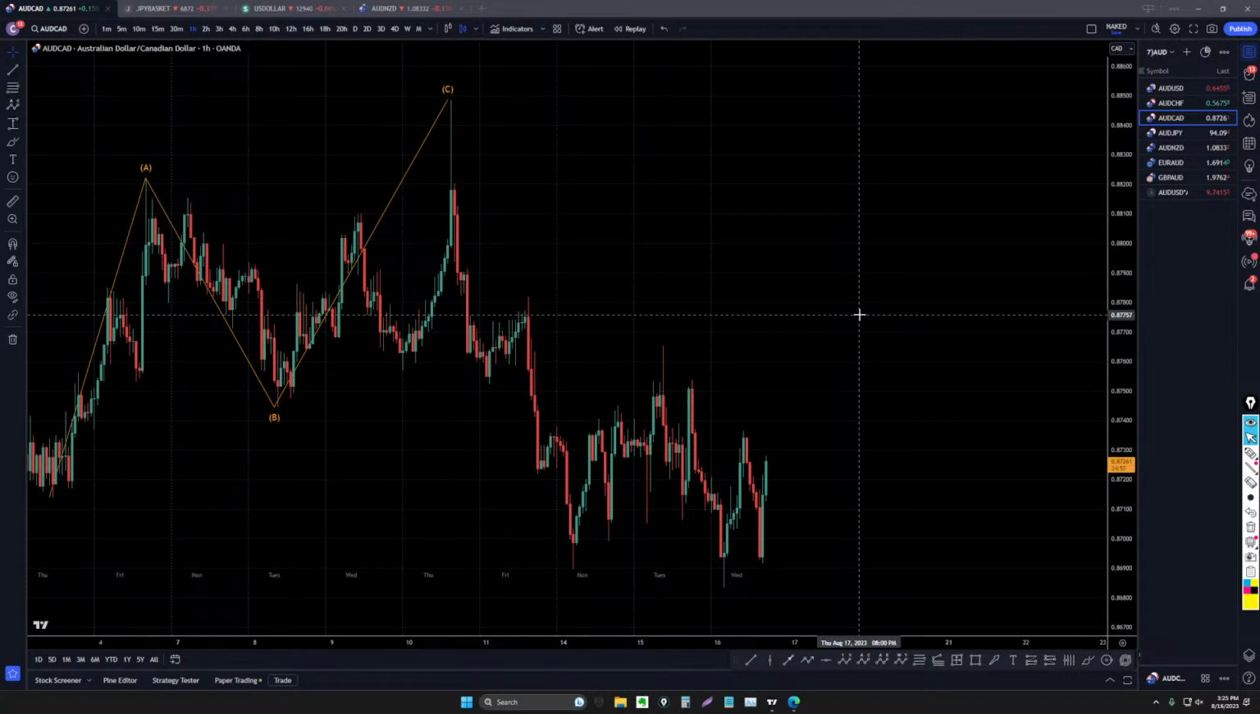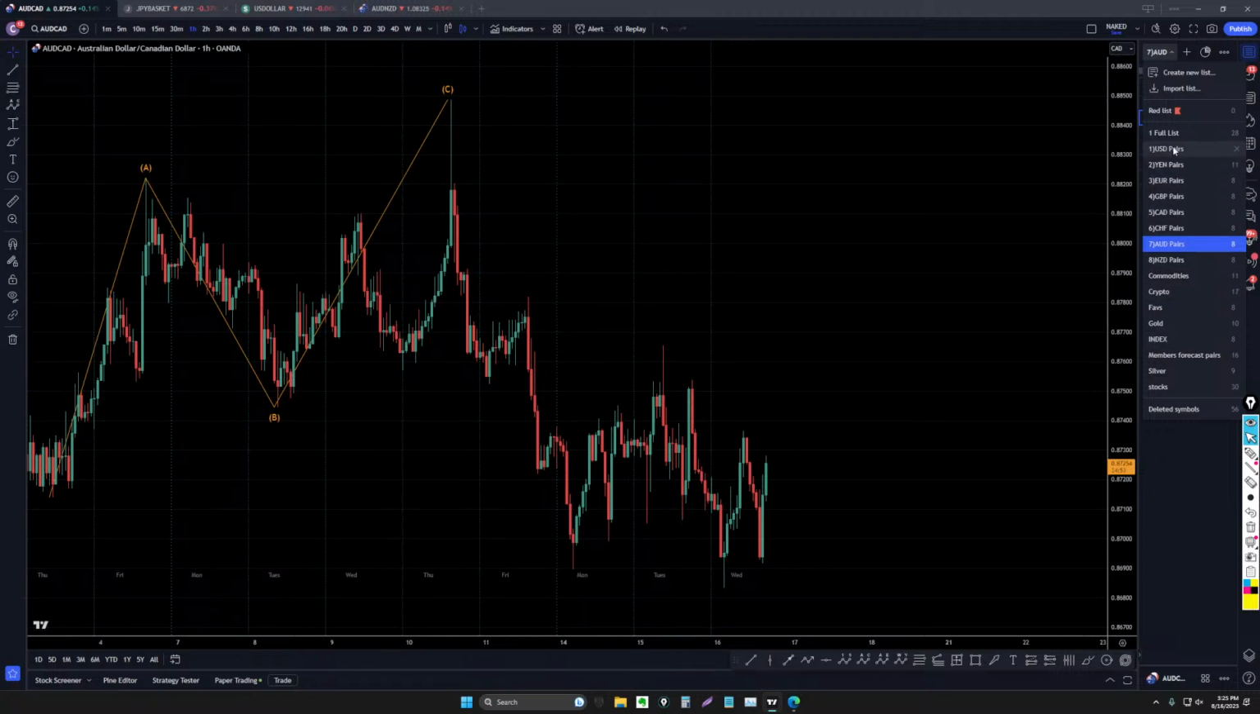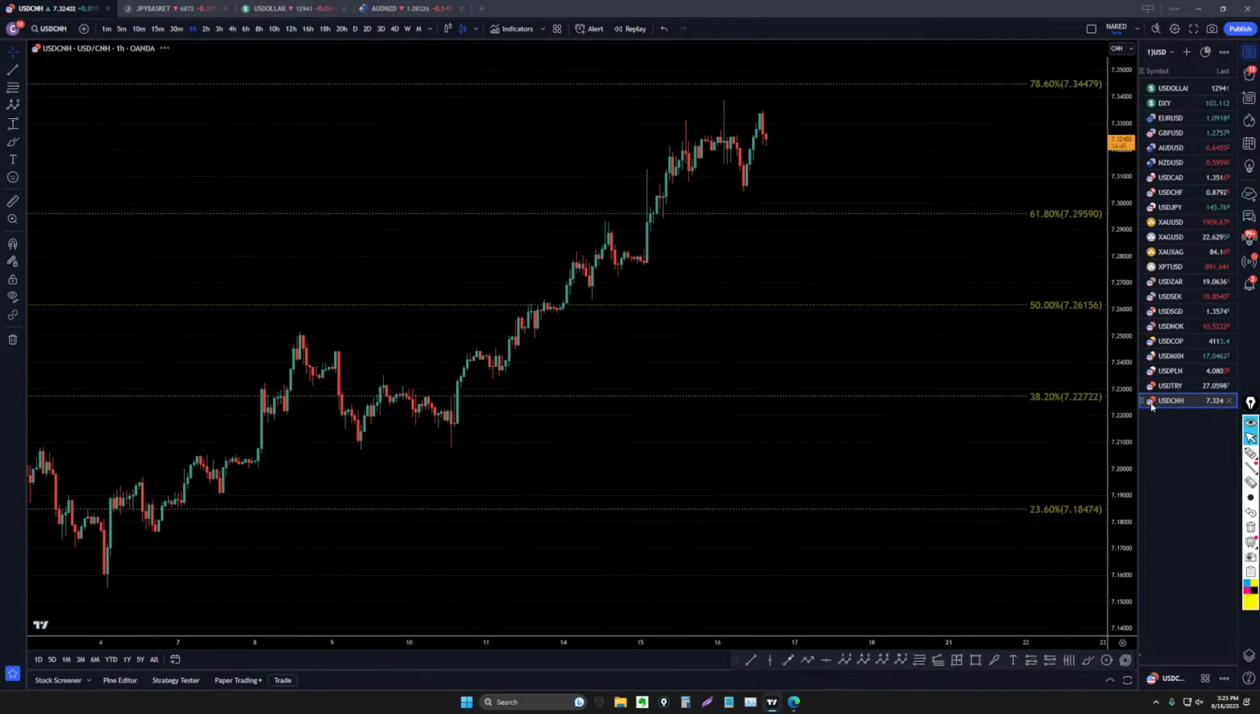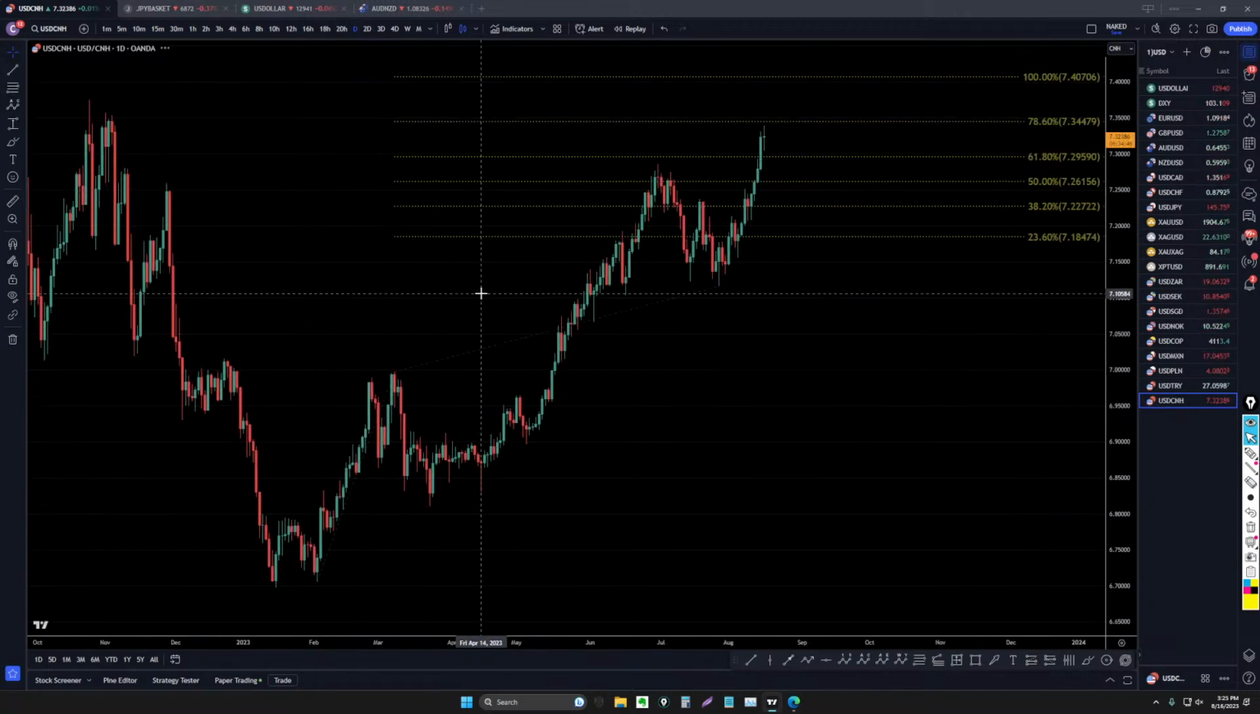So we're going to switch back to the dollar pairs. I have a dollar pair that I forgot to look at for one of my members too, so we've got to go back and check that out. The US dollar Chinese yuan.